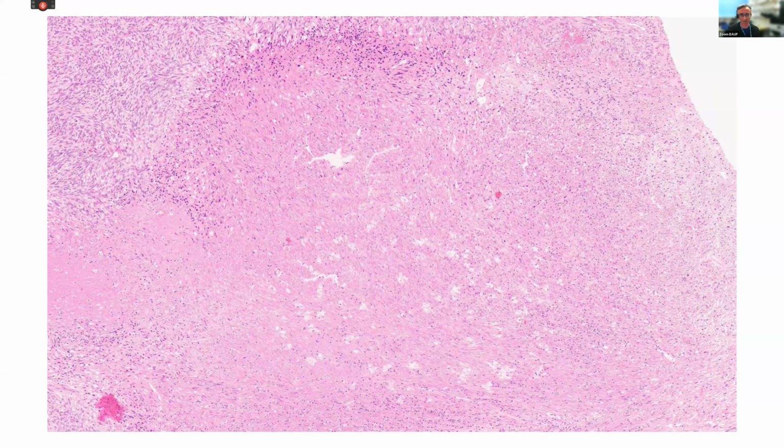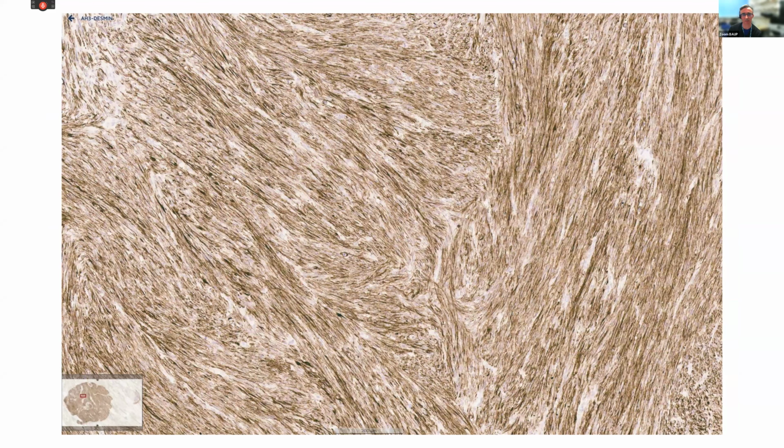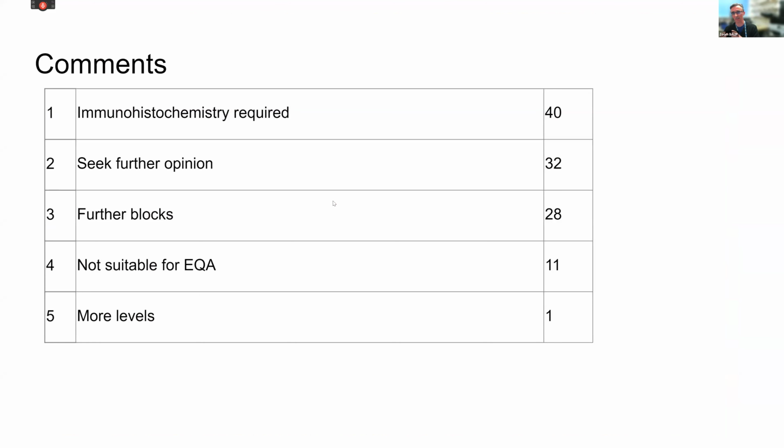Now, A1, A3 appeared negative. This is a shot of a desmin, which is very strong, diffuse, strong staining. So a lot of the comments were centered around the fact that we didn't have much in the way of immunohistochemical stains, and that's a fair comment. Many were seeking further opinion. Again, we are uropathologists, so in a case like this, we would show it to a colleague, obviously with soft tissue expertise.